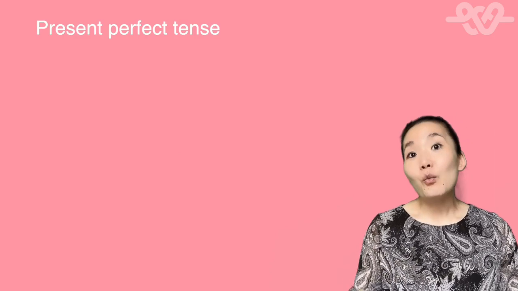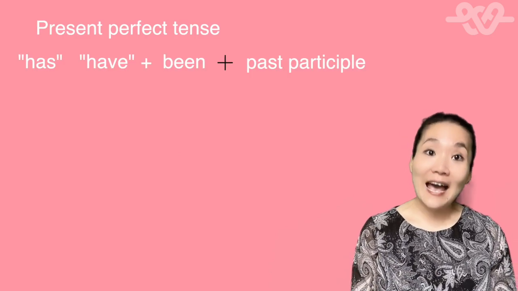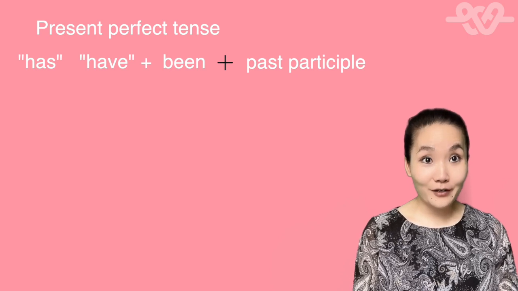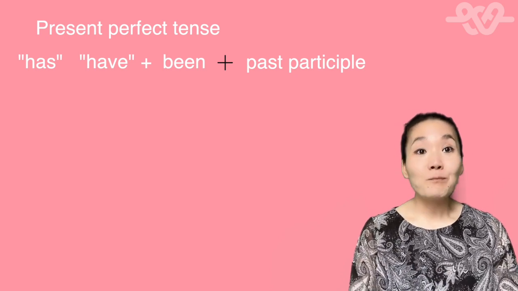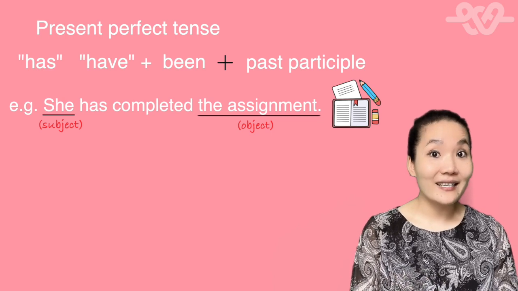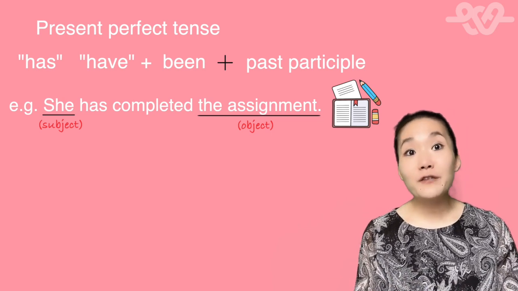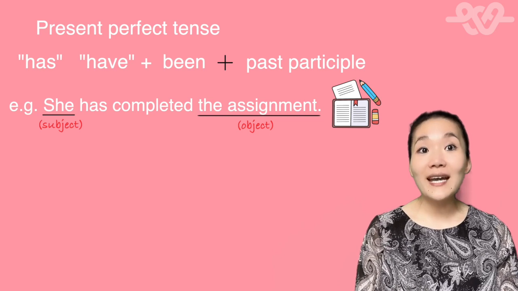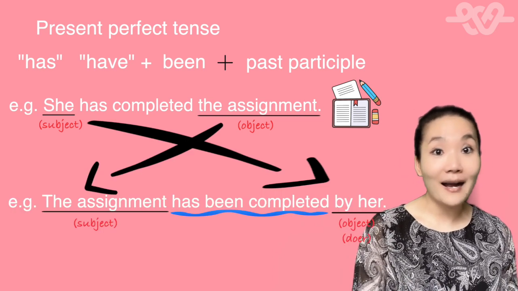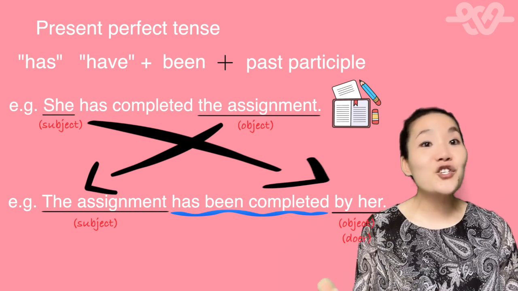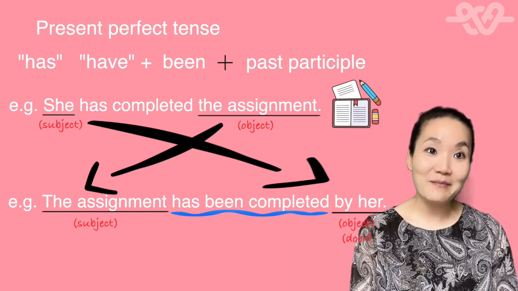Now, let's move on to the perfect tenses. First of all, present perfect tense. We use has been, have been, plus the past participle of the main verb to form passive voice. Take the active sentence. She has completed the assignment. By transforming it into passive voice, we get the assignment has been completed by her. The spotlight shifts to the completed assignment.